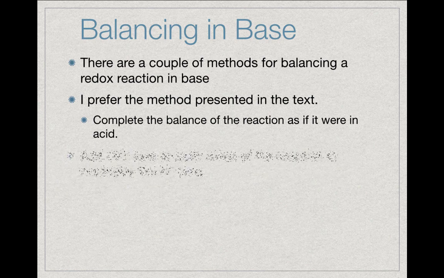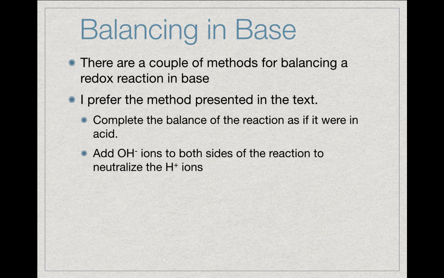So after you've balanced the reaction in acid, we're going to add OH- ions, so hydroxide ions, to both sides of the reaction to neutralize any hydrogen ions that are on one side of that reaction. And we're always going to add the exact same number of hydroxide ions to both sides. Once we've completed the balance of the reaction in acid, it is a balanced reaction. So any adjustments that we make by adding or removing something, we want to do the same thing to both sides, and that will keep our reaction balanced.